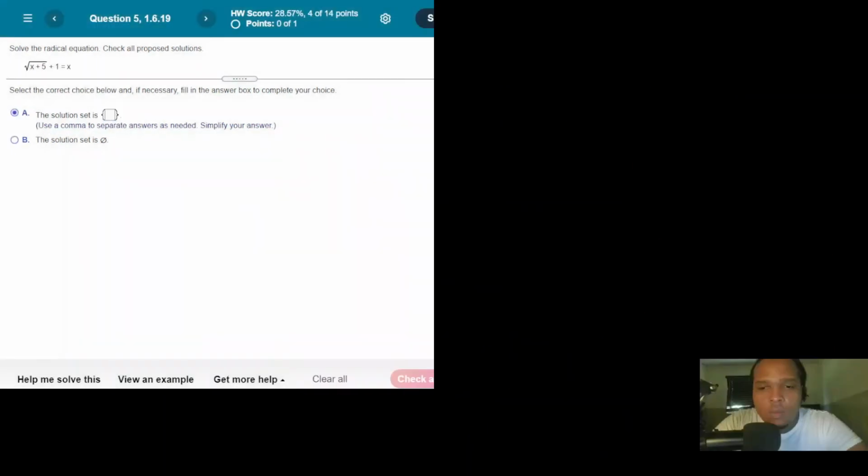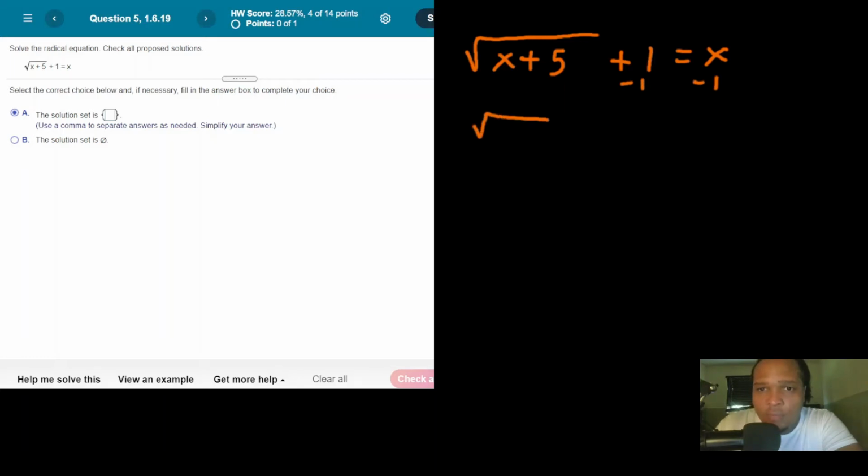Good job. Okay, so for question 5, we have the square root of x plus 5, plus 1 is equal to x. All right, let's go ahead and write that down. We have square root of x plus 5, plus 1 equals x. And it's the same as the previous problems. We want to get the radical, square root of x plus 5, by itself. We have to move this 1 over, so let's go ahead and start by subtracting 1. So we have the square root of x plus 5 is equal to x minus 1.